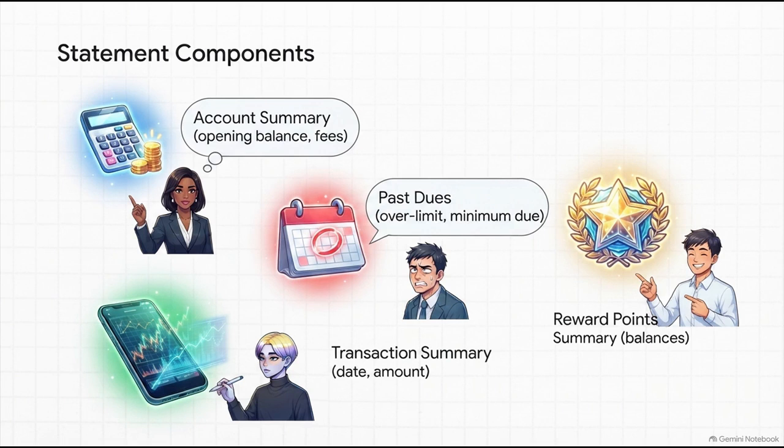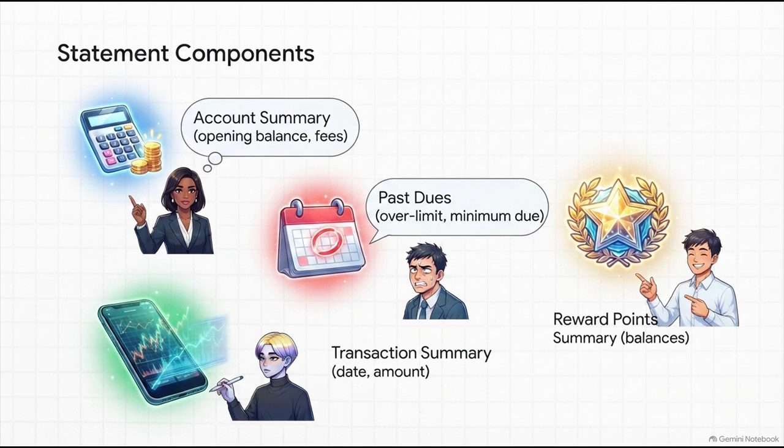But listen, a statement is so much more than just a bill of what you owe. A comprehensive statement gives you an account summary detailing any finance charges. It's going to prominently display past dues, flashing a warning sign about over-limit charges or your minimum amount due. Then there's the transaction summary. This is your line-by-line breakdown of date, description, and amount. Literally, this is where you go hunting for fraudulent charges.